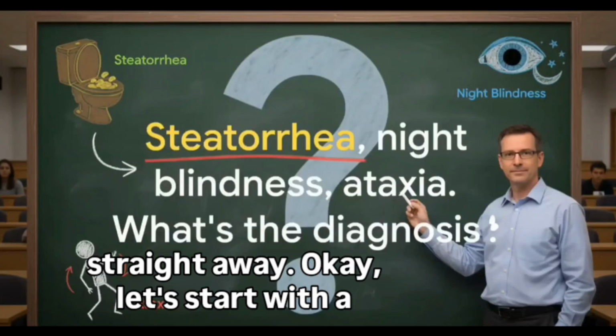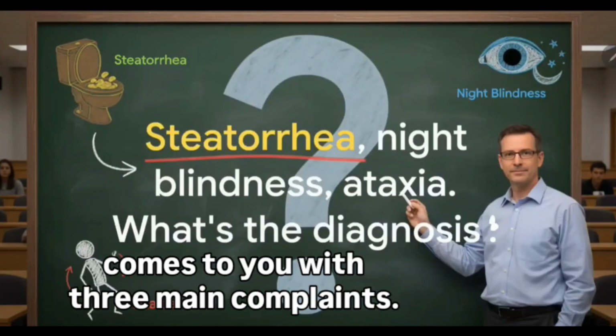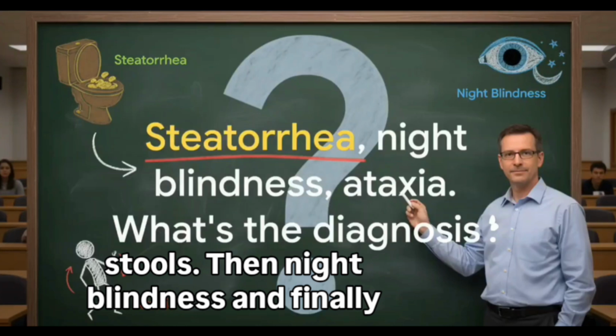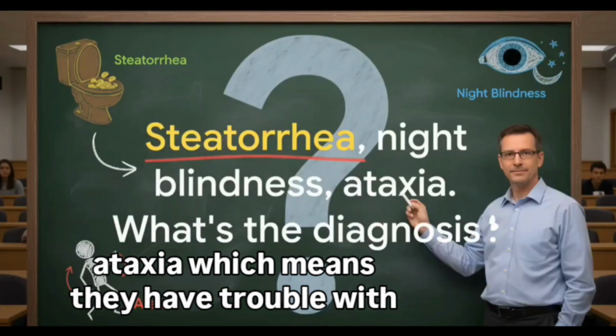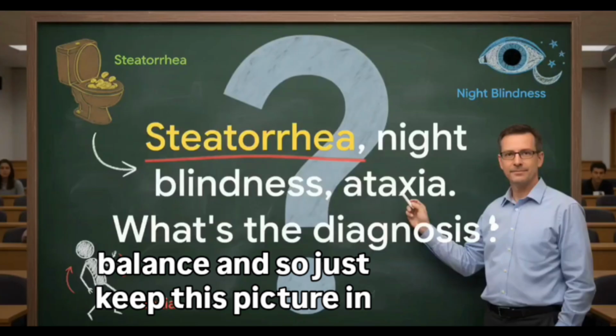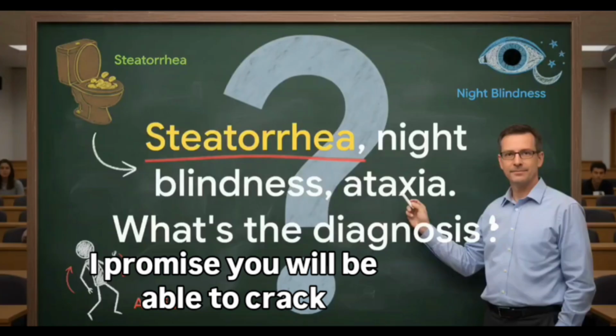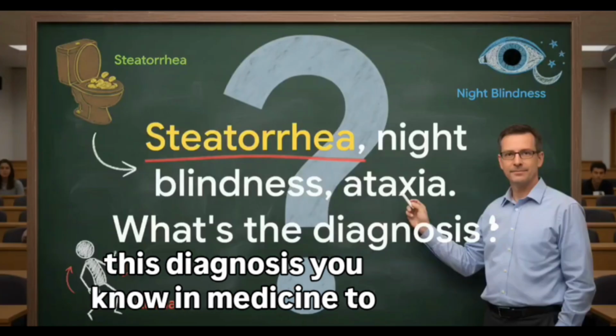Okay, let's start with a clinical scenario. Imagine a patient comes to you with three main complaints: steatorrhea, that's just a fancy word for fatty stools, then night blindness, and finally ataxia, which means they have trouble with balance and coordination. So just keep this picture in your mind. By the end of the session, I promise you will be able to crack this diagnosis.